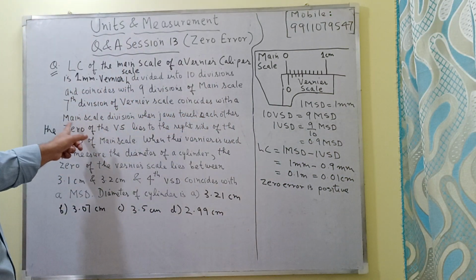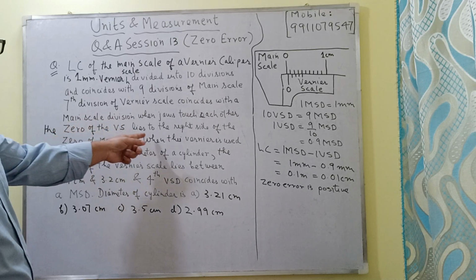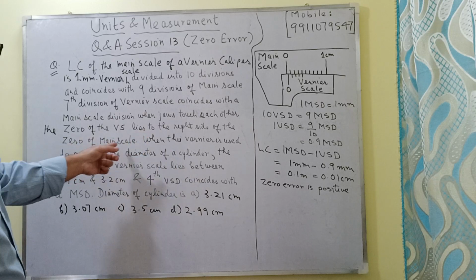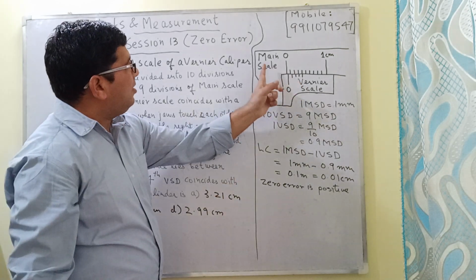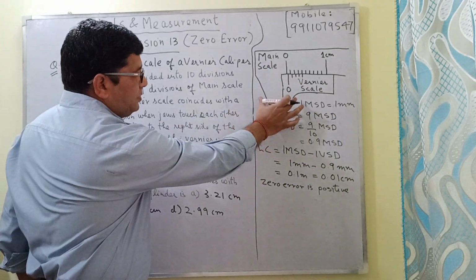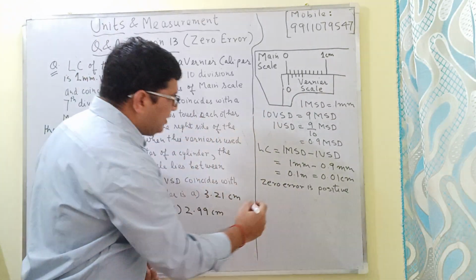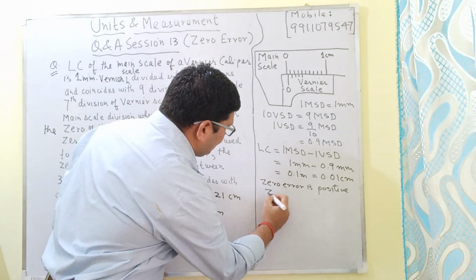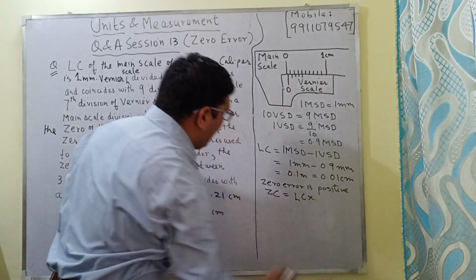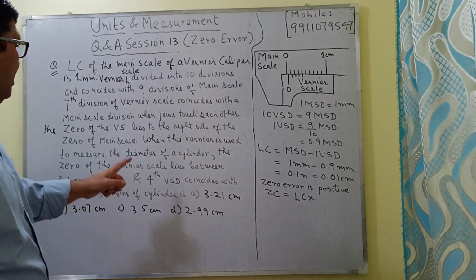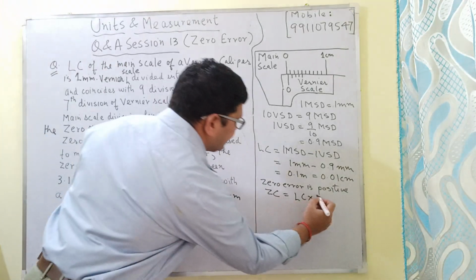The 7th division of the vernier scale is coinciding with the main scale division when the jaws touch each other and the zero of the vernier scale lies to the right side of the zero of the main scale. Since the zero of the vernier scale is lying on the right side of the zero of the main scale when the jaws are brought in contact with each other, therefore the zero error is positive and we will apply the negative zero correction. So now zero correction is equal to least count into the coinciding vernier scale division. So here the 7th division of the vernier scale is coinciding with the main scale division, so this is equal to least count into 7.